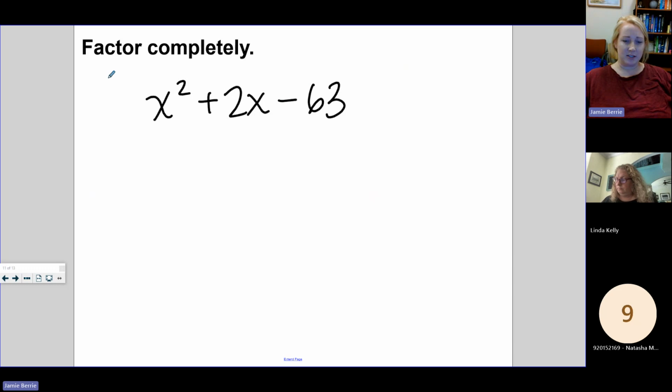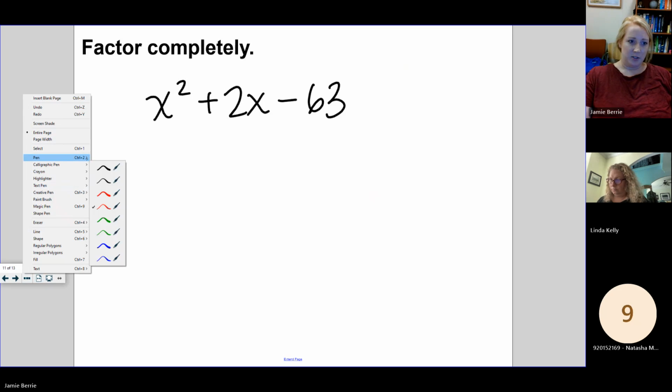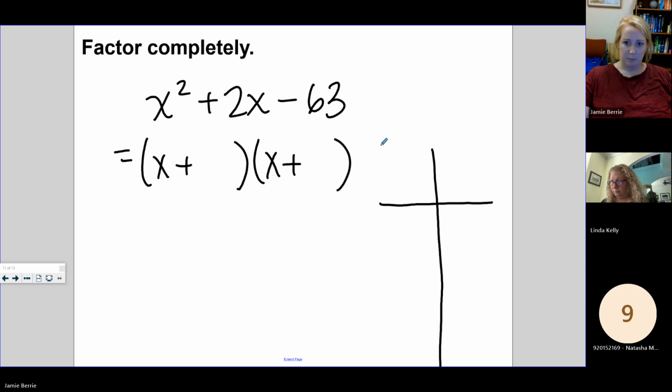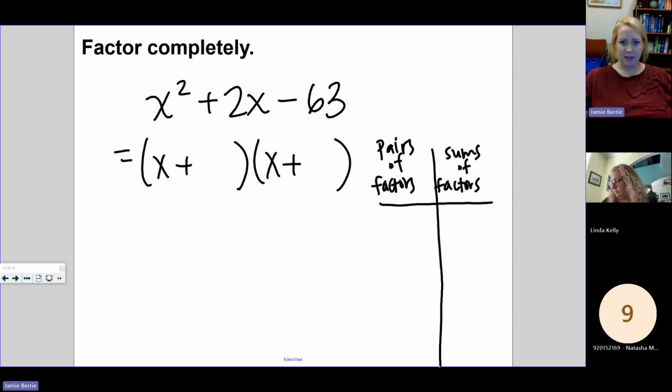All right, so here's one that's a little bit more complicated because it's got a negative number. So remember how we do this. We start by writing our little template. We say x plus blank, x plus blank. Then we come over here, we make our table. Pairs of factors, sums of factors. All right, so things that multiply to give you negative 63.